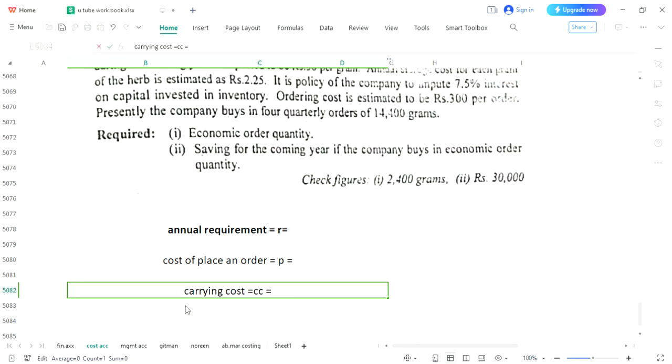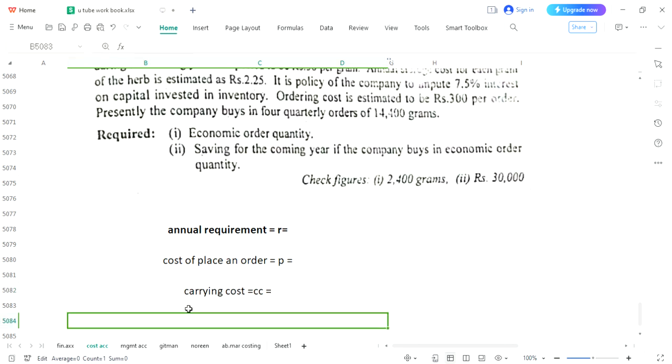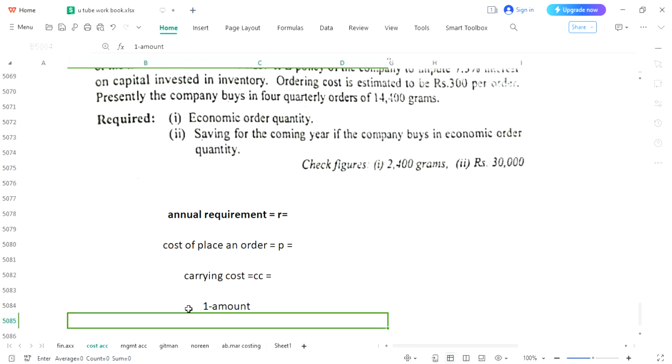Okay, so carrying cost has three main factors. Kindly keep it in mind. It may be possible that carrying cost would be given in the question as an amount. So simple, you can take that amount as CC or carrying cost. Second, a percentage would be given. So what you will do is take the unit cost and multiply it with the percentage given in the question.